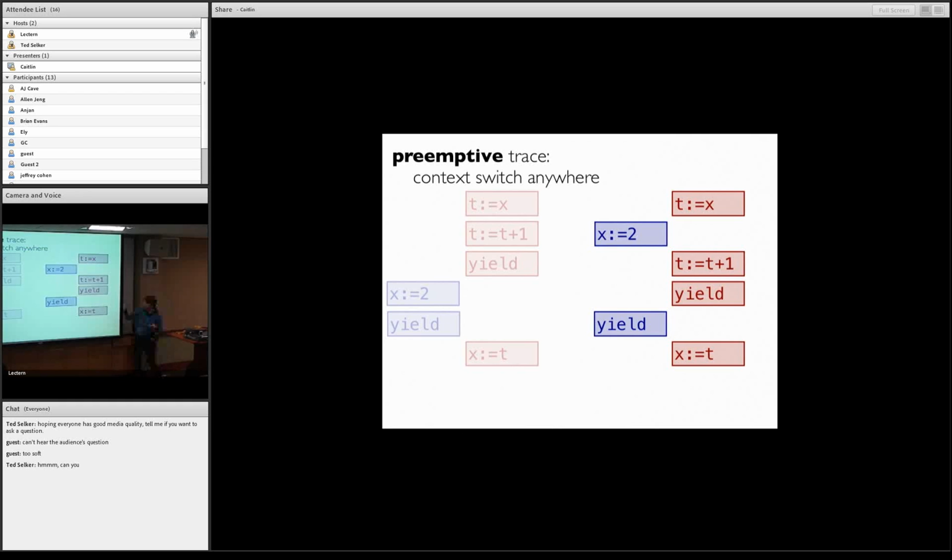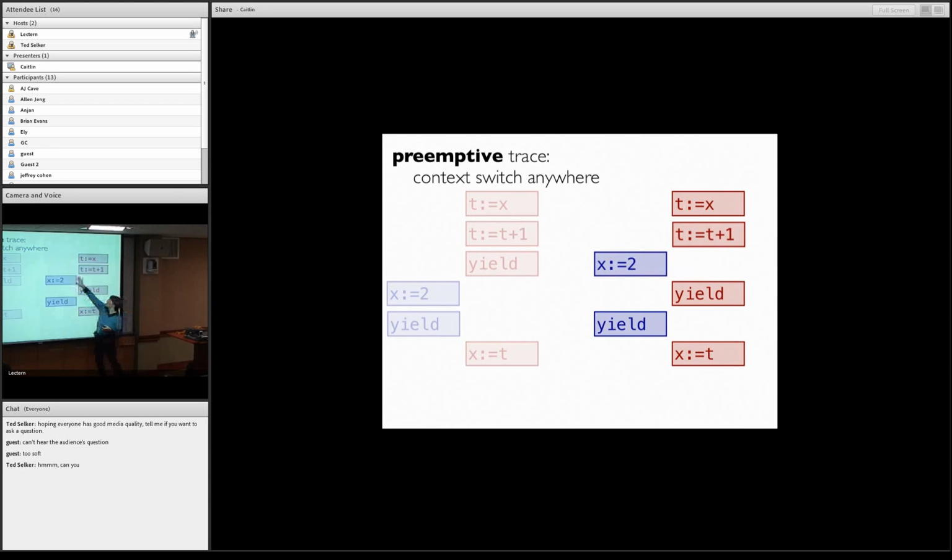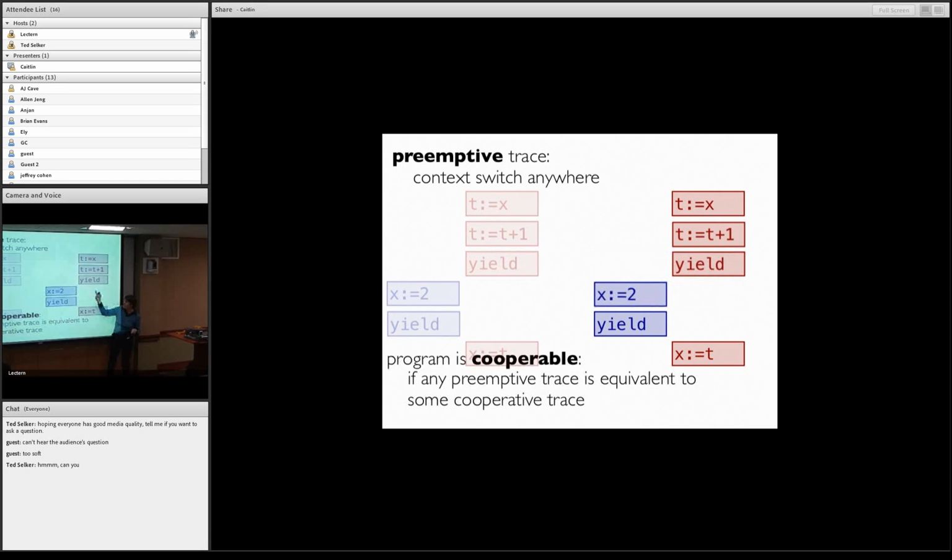However, some of these operations do not have any effect if you swap them. So even though this trace has some funny context switches, we can actually swap these two operations. This is writing to t, this is writing to x. If I change the order of these operations, the behavior of the program will not change. So if you have two things operating on disjoint data, it doesn't matter, I can reorder them. The same thing if I have a yield and I switch it with an operation by another thread, it doesn't matter. So this trace is equivalent to this cooperative trace.